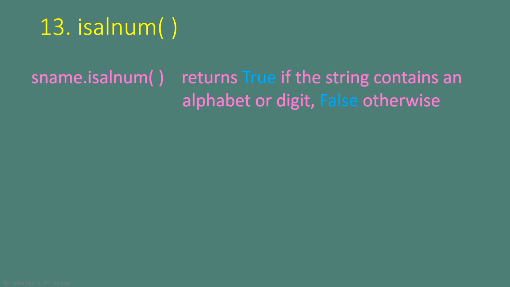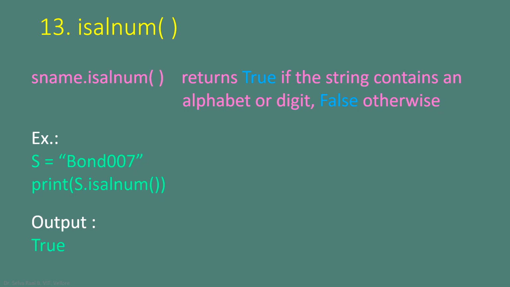Next method is isalnum. The name itself implies, right? It returns true if the string contains only alphabets or digits. Otherwise, it will return false. The syntax is string name dot isalnum(). For an example, let s is equal to "bond007". If we check s.isalnum(), then we'll be getting the result as true.